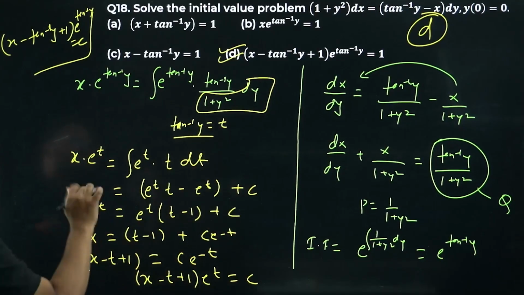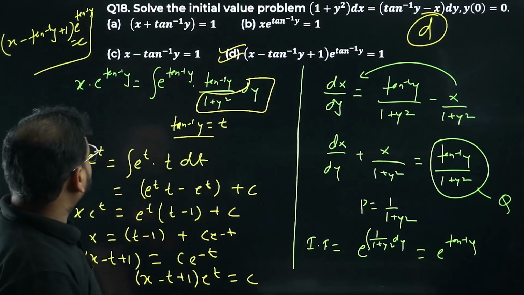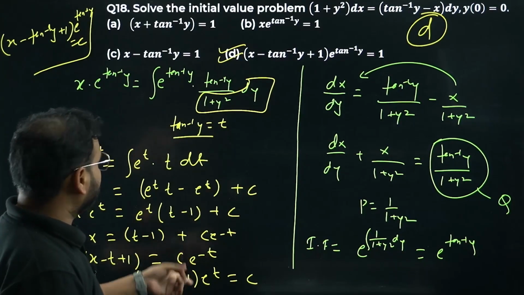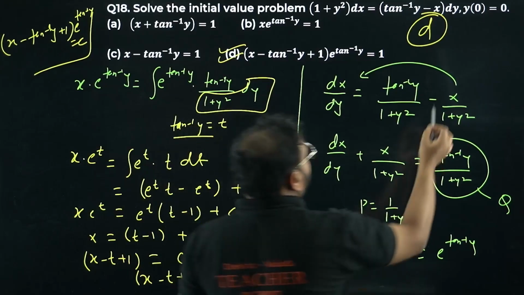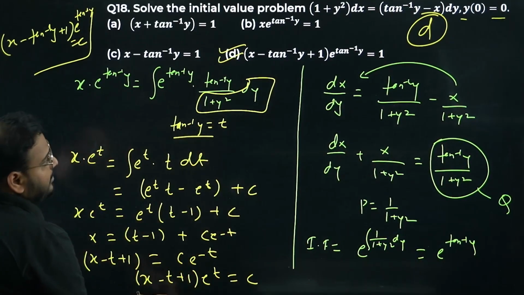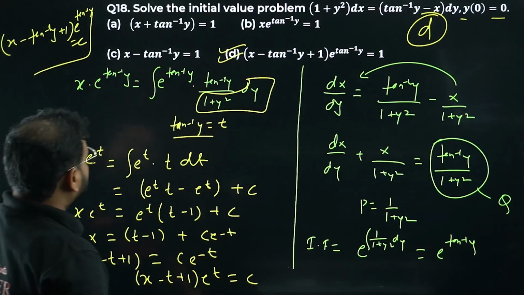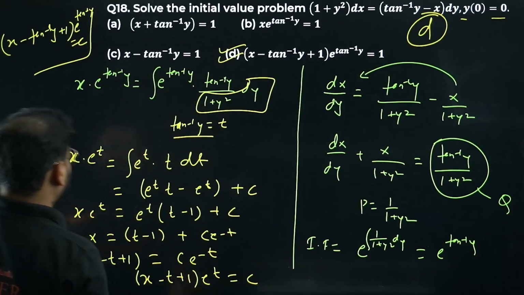Got it? It's an excellent question. Okay, chaliye. I forgot to find the value of c. They've given, please check, y of 0 equal to 0. If you do that, you get c value as 1. You put here x as 0, y as 0, you'll get this value, please check. Okay, so I've taken this already. If you take this value as 0, you'll have 0.